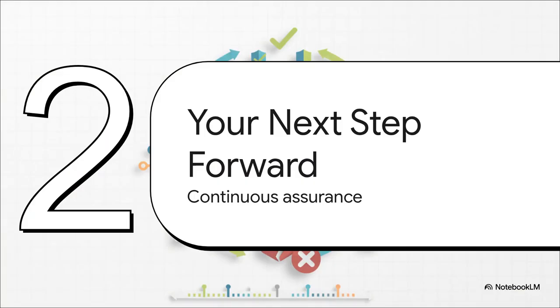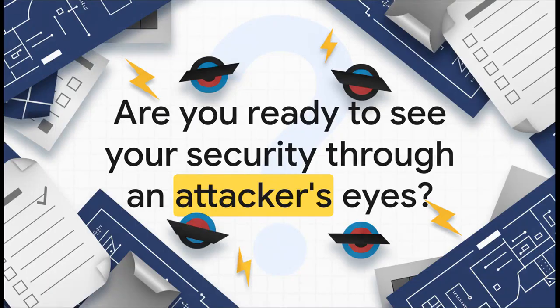So, the path forward is pretty clear, isn't it? It's all about making the switch from these infrequent, backward-looking checks to a state of continuous assurance, where you always have a real-time, real-world picture of how secure you are. Ultimately, it really just comes down to this one question. Are you ready to see your security not just from your own point of view, but through the eyes of someone who is actively trying to get in?